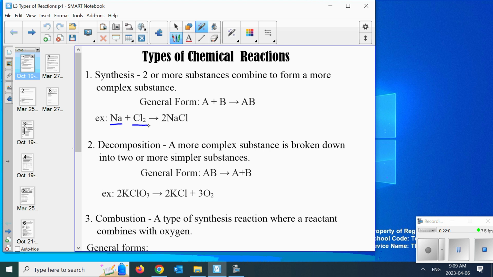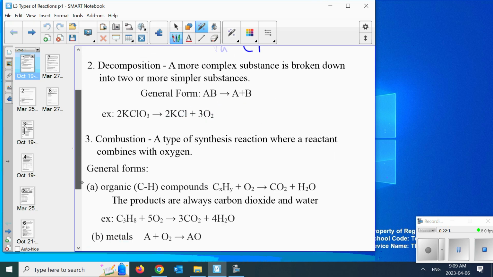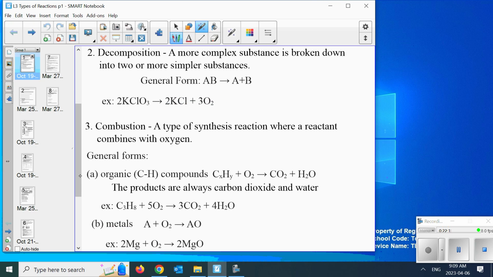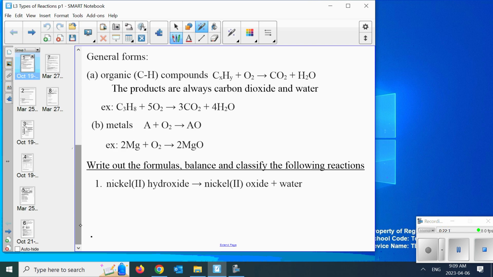This is synthesis, and just the same here. How did I know it was NaCl? Because I looked it up on the table and I figured out, oh yeah, they come together 1 to 1, and then I put them together, right? And then I balance after. And some of them I wouldn't expect you to figure out.